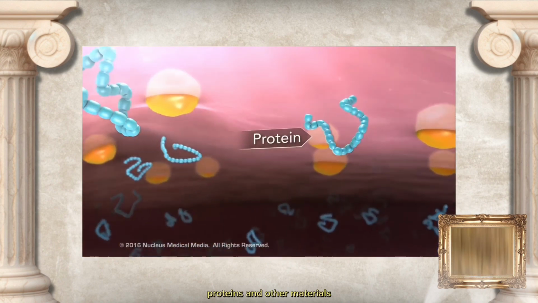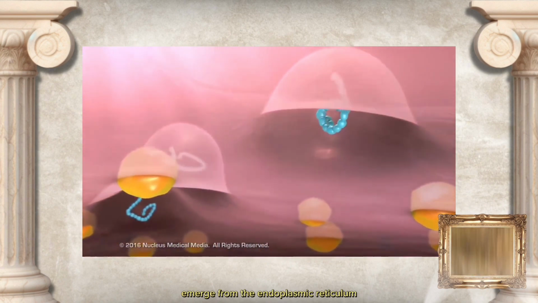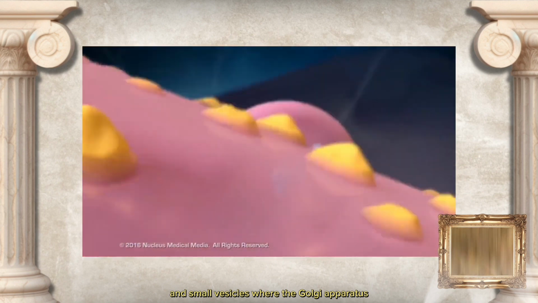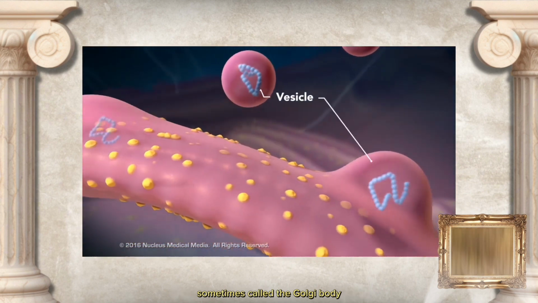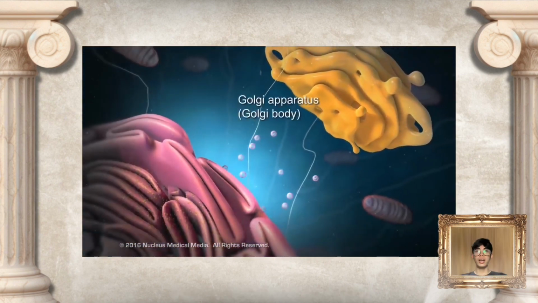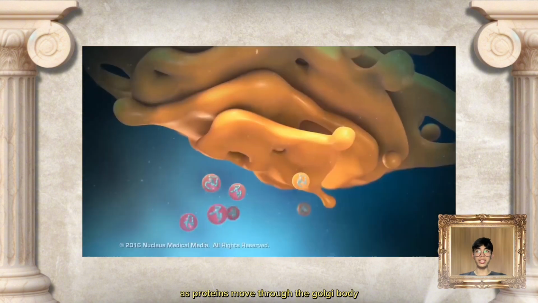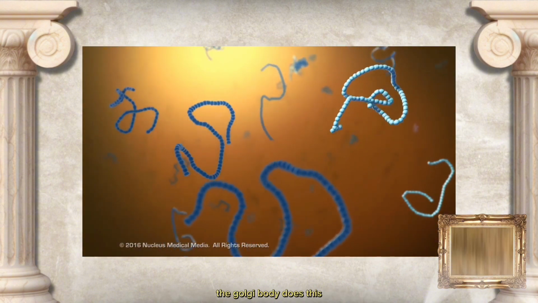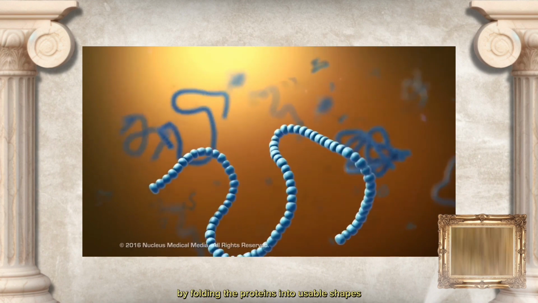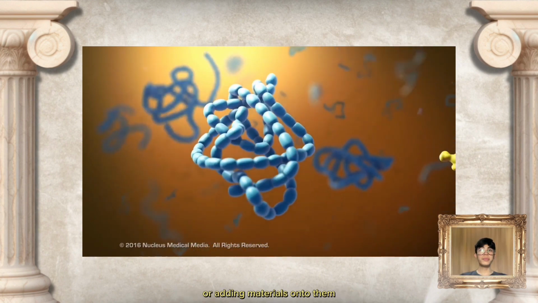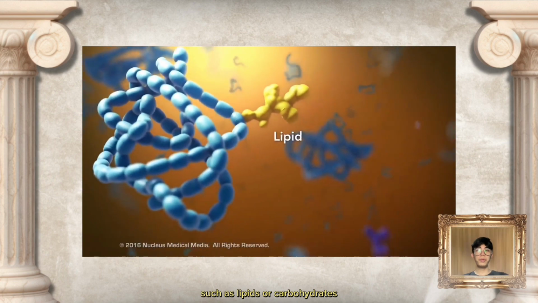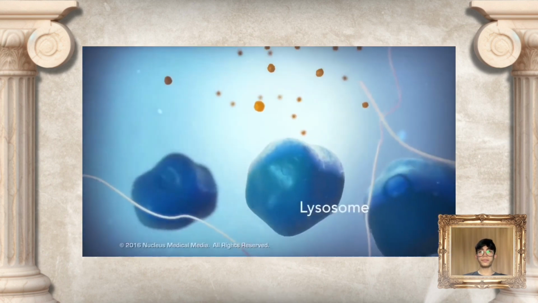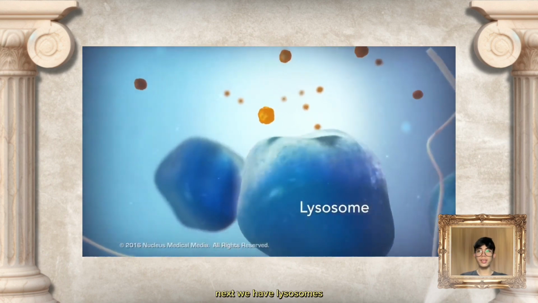Proteins and other materials emerge from the endoplasmic reticulum in small vesicles, where the Golgi apparatus, sometimes called the Golgi body, receives them. As proteins move through the Golgi body, they are customized into forms that the cell can use. The Golgi body does this by folding the proteins into usable shapes or adding materials onto them such as lipids or carbohydrates.